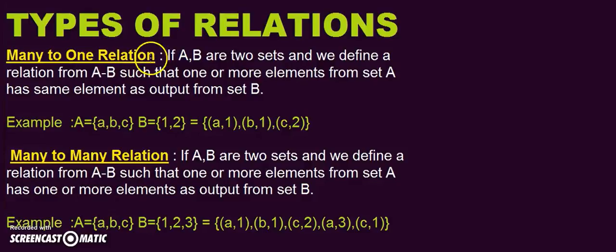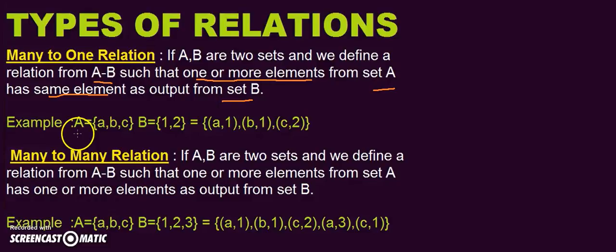The name itself specifies: if A, B are two sets and we define a relation from A to B such that one or more elements from set A have the same element as output from set B. Okay, so if you take a set A and a set B and you have a relation from A to B such that one or more elements from the set A have the same output from the set B, then we call that type of relation a many-to-one relation.